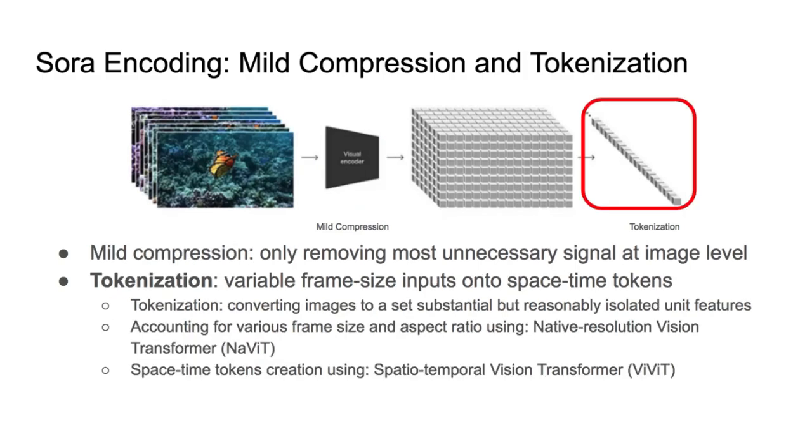Tokenization is a process of converting frames into a set of tokens. Tokens are substantial but reasonably isolated unit features. Sora utilizes two techniques in its implementation. The first one is Native Resolution Vision Transformer, or NaViT, to accommodate any frame size or aspect ratio. Second is Spatiotemporal Vision Transformer, or ViViT, to create token encapsulation that goes across both space and time.